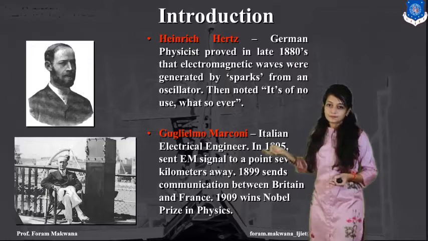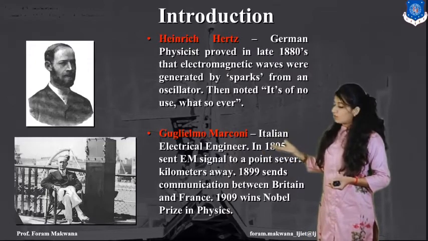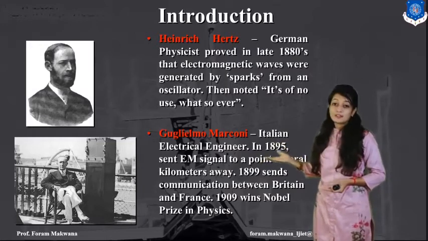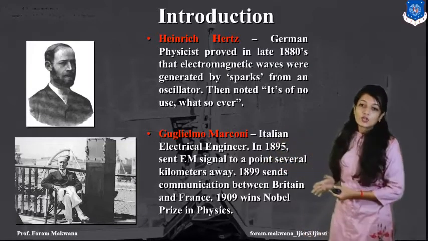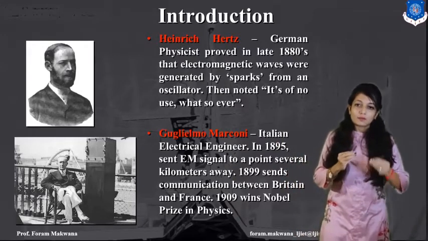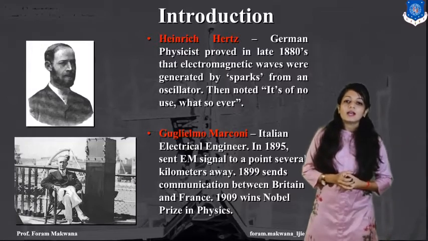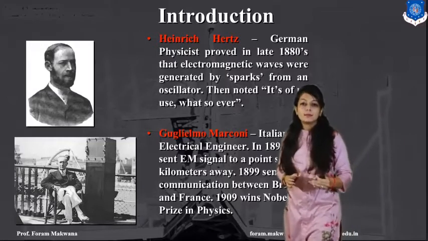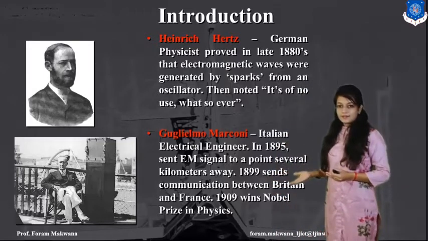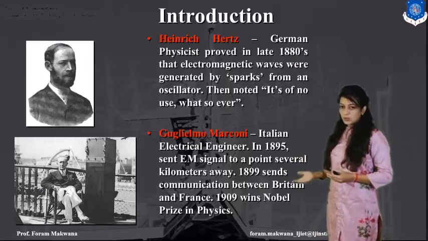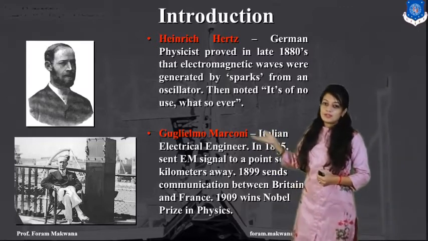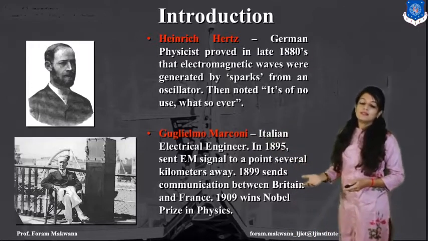Okay? But Guglielmo Marconi, in 1895, proved that we are able to send an electromagnetic signal from a point to several kilometers away. That means we are able to establish communication. So in 1899, we were able to establish communication between Britain and France, right? And Marconi won the Nobel Prize in physics.